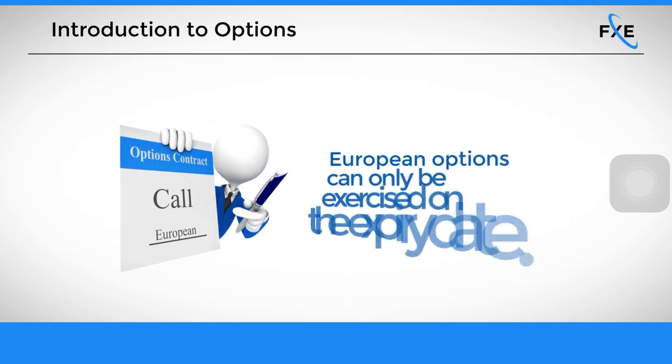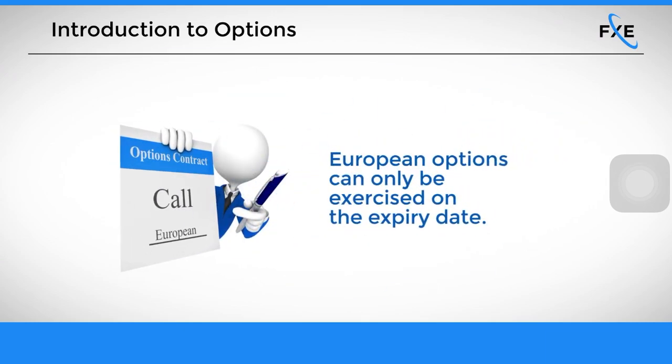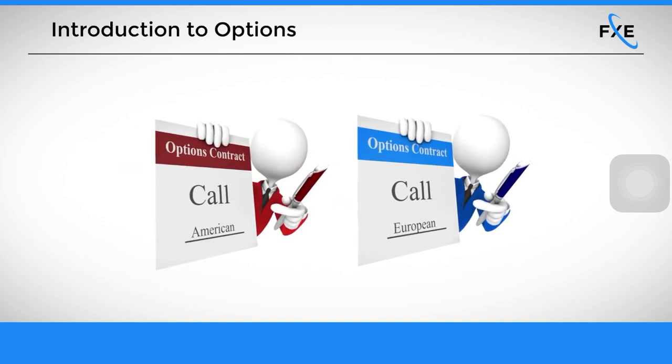On the other hand, a European option can only be exercised on the expiry date. This means that if the option buyer held a 90-day call or put option on CBA, which had an expiry date of the 26th of June 2020, they can only exercise that option at the close of trade on the 26th of June 2020.